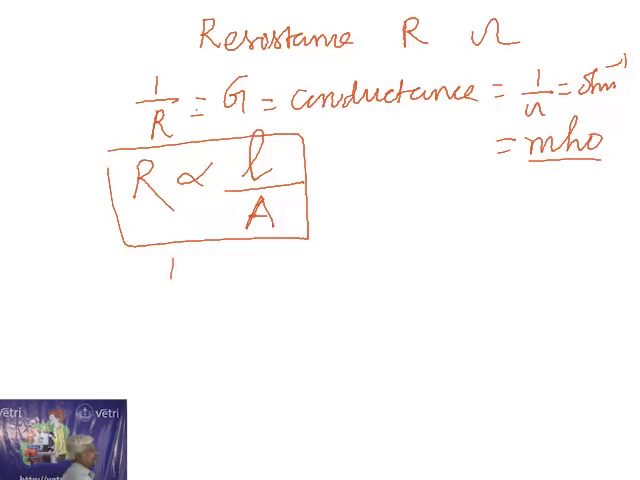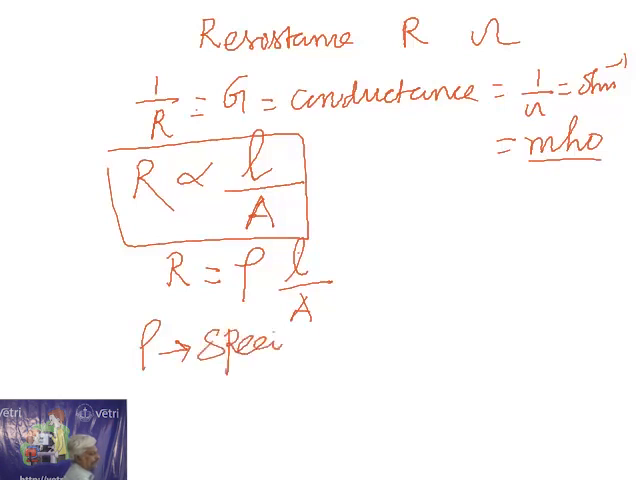Now, to remove the proportionality sign, usually you have to add one constant. That constant is called rho, so R equals rho L by A. Here rho is a constant known as specific resistance, S-P-E-C-I-F-I-C. Specific resistance, or resistivity. The other name given is resistivity.